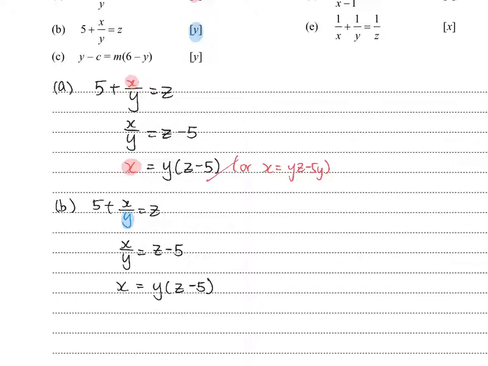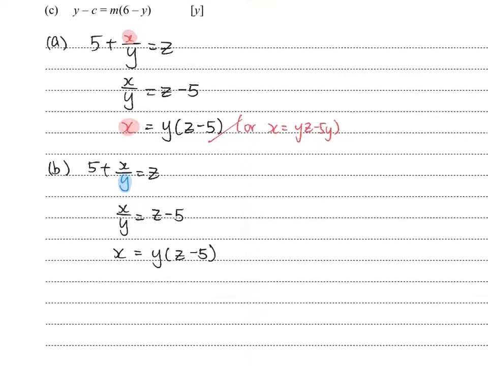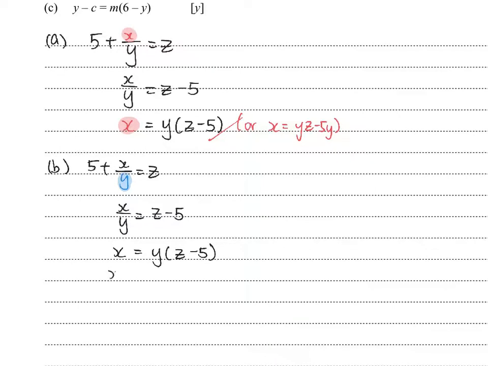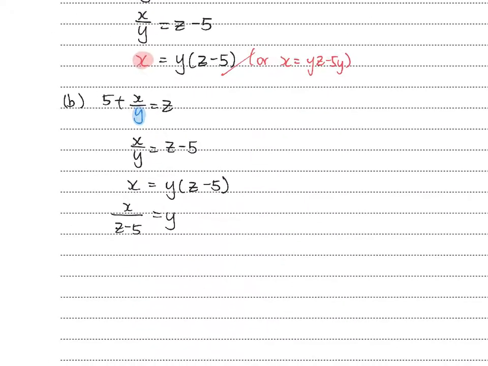Finally, put the non-y on another side. So we have x over (z minus 5) is equal to y. Finally, we want to write the subject on the left. So therefore, the answer is y is equal to x over (z minus 5). Done.